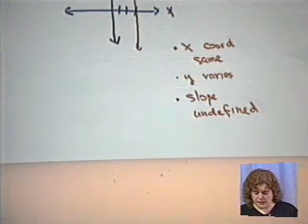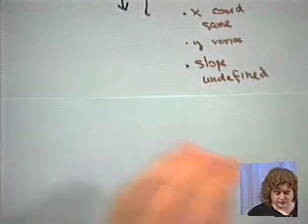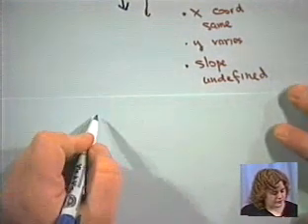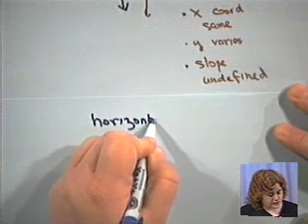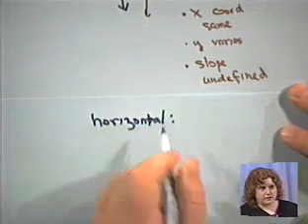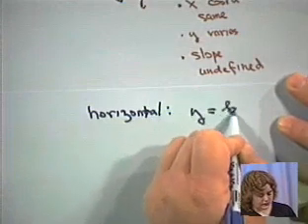Now, horizontal lines are really not any more complicated. It's just they go the other direction. So, for a horizontal line, our equation is going to be given just by specifying the y-coordinate. Y is some constant.